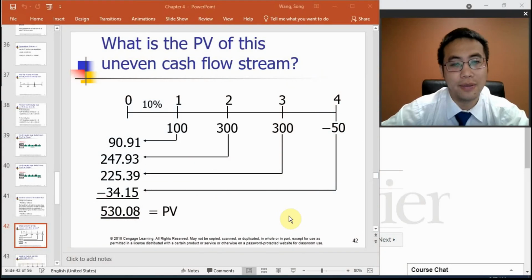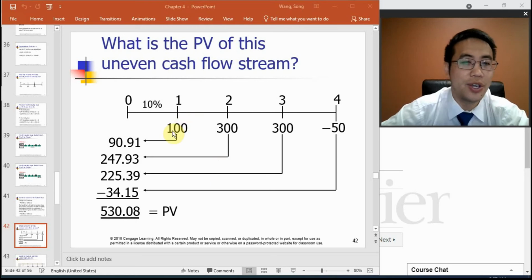Life is full of surprises, so are your cash flows. In this setting, you have uneven cash flows distributed among the years. In the first year, you have $100. In the second and third years, you have a bigger cash flow at 300. And in the fourth year, you even have some loss.